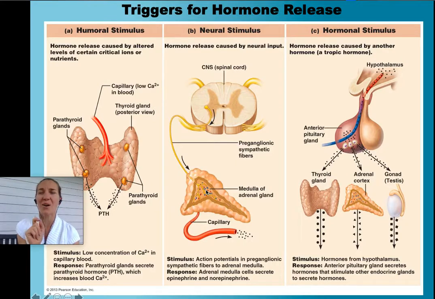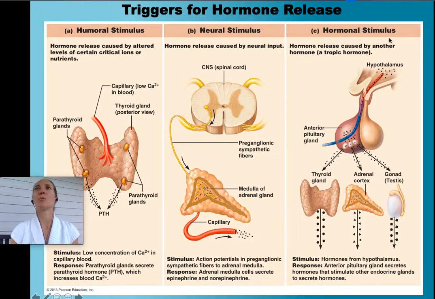The hormone name adrenaline comes from adrenal. And so epinephrine would need to be released in a fight or flight response. This is a nice example where you see the nervous system feeding into the endocrine system or stimulating it. Last up is the hormonal stimulus.